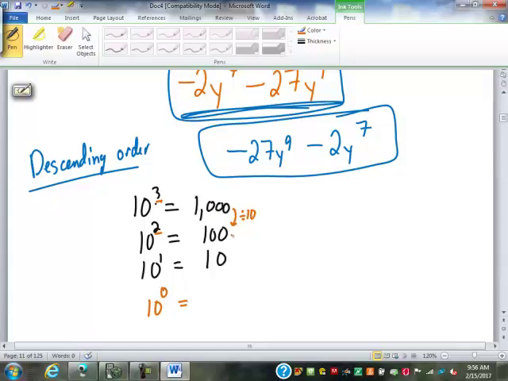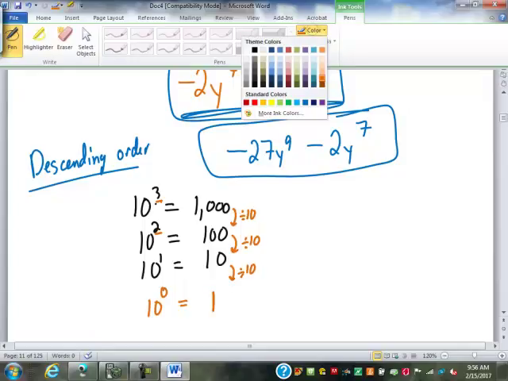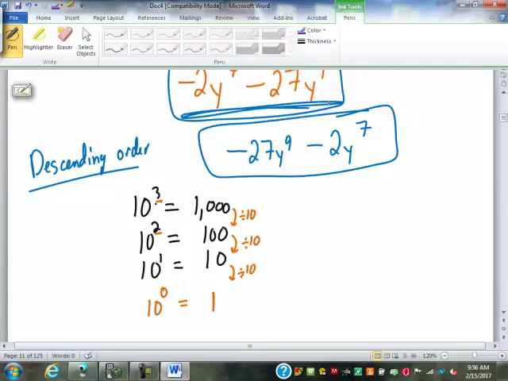1,000 divided by 10 is 100. 100 divided by 10 is 10. If we divide by 10 again, what do we get? What's 10 divided by 10? 1. So 10 to the power of 0 must be 1. In fact, anything to the power of 0 is 1. Which is something to note. We'll talk about that again more. I mean, that's not something that's going to appear on a test right away. We'll go over powers again before it would.